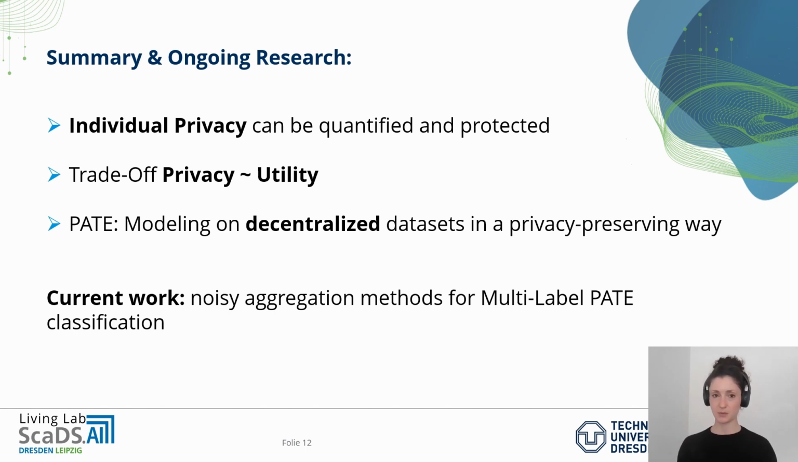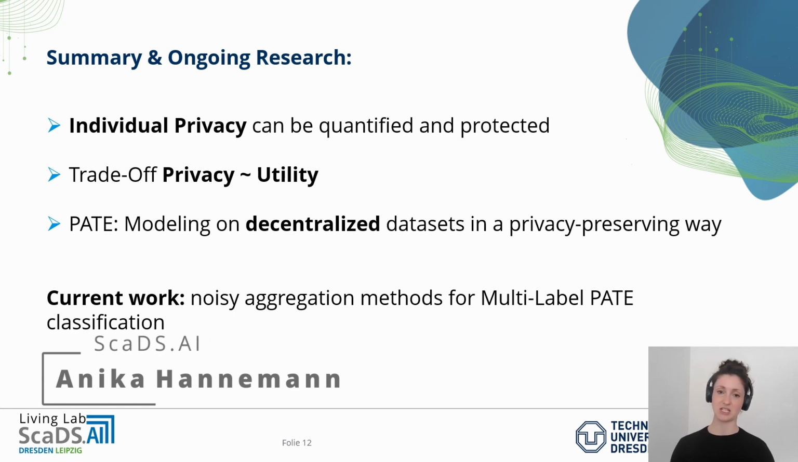So to sum it up, we have talked about privacy, how we define privacy and how we can protect it. We have talked about the trade-off between privacy and utility in PPML, and that we can usually work with that. And I introduced you to an architecture which makes privacy-preserving modeling on decentralized data sets possible. It is called PATE. And so I hope you could get some insight on my current work, which is noisy aggregation methods for multi-label PATE classification. And I hope you guys enjoyed a little introduction to privacy-preserving data publishing and privacy-preserving machine learning.